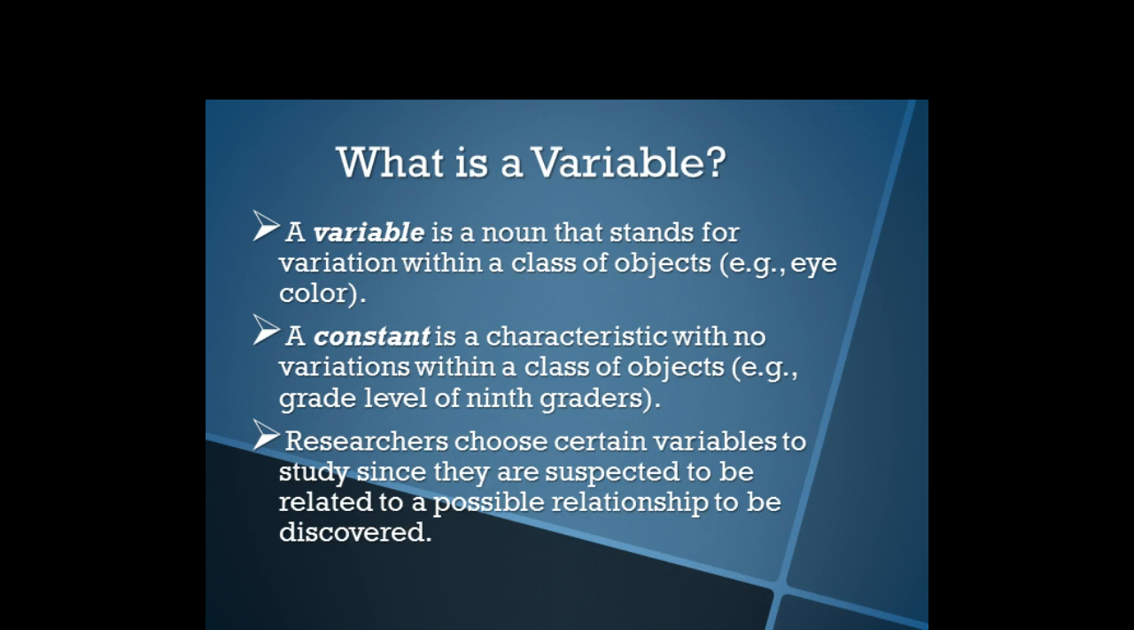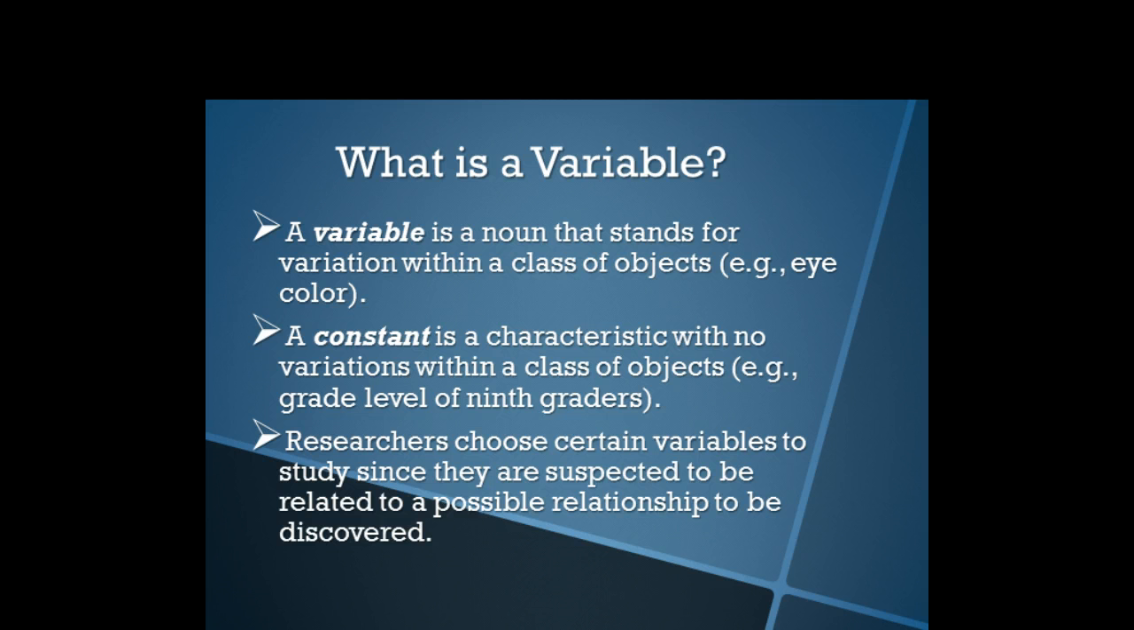So what is a variable, right? A variable is essentially a concept. It's a noun that stands for a variation within a class of objects. So an example of this could be eye color. A constant is a characteristic with no variations within a class of objects. So, for example, the grade level of ninth graders, right?